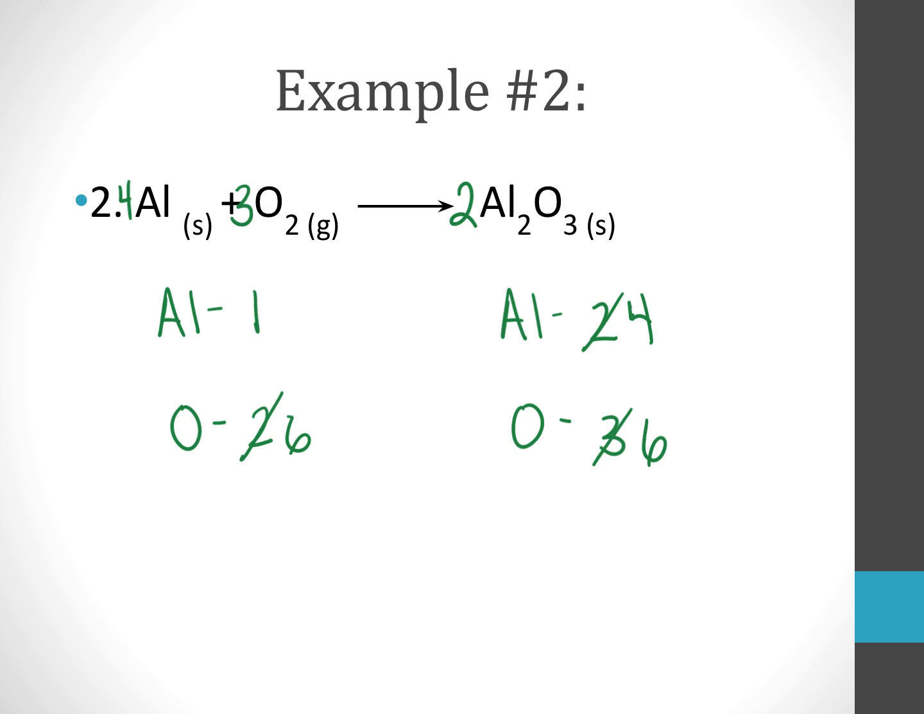Good. Okay, so our tally looks balanced. Again, just go through it one time. Make sure everything is balanced. So we have 4 aluminums. What's 2 times 2? 4. So 4 aluminums. What's 3 times 2? 6. What's 2 times 3? 6. Are we balanced? Yes. Good.